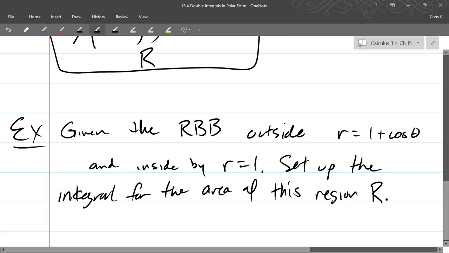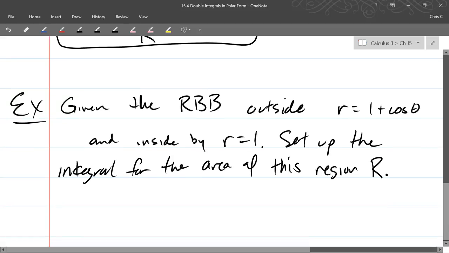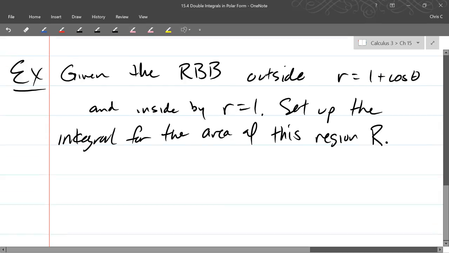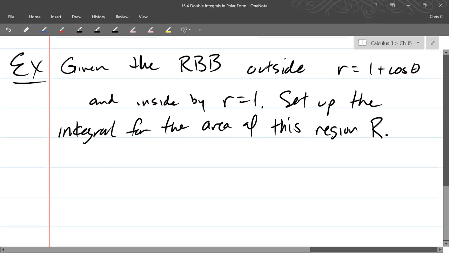And we'll call it R, like we've been doing. So you could graph this function, 1 plus cos theta, but that's going to take a while. To do it properly, we have to plug in some values and then graph it on a polar grid. Instead, you can easily graph r equals 1. That takes 2 seconds. The other one's a little more tricky. Let's instead set up an inequality.